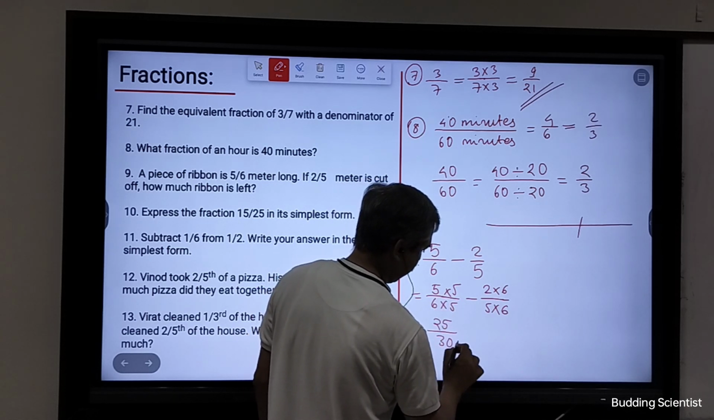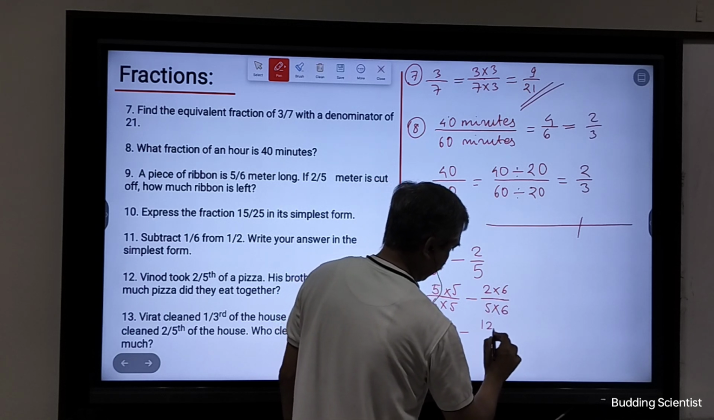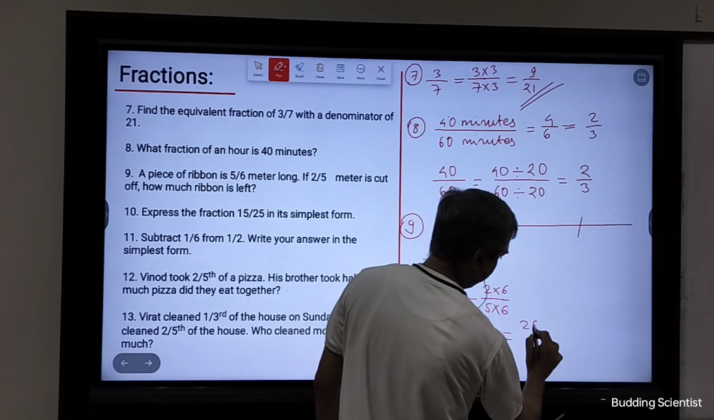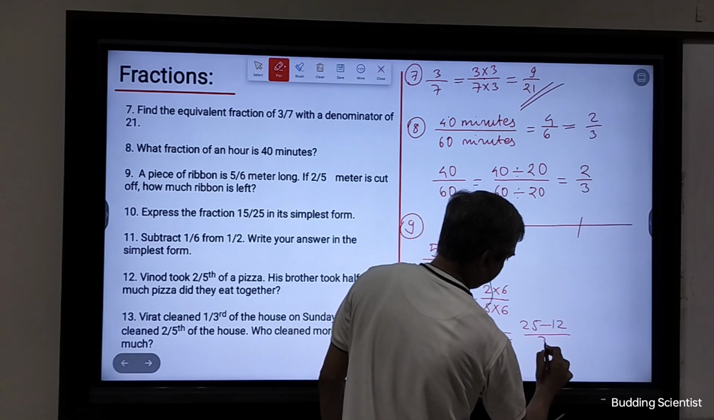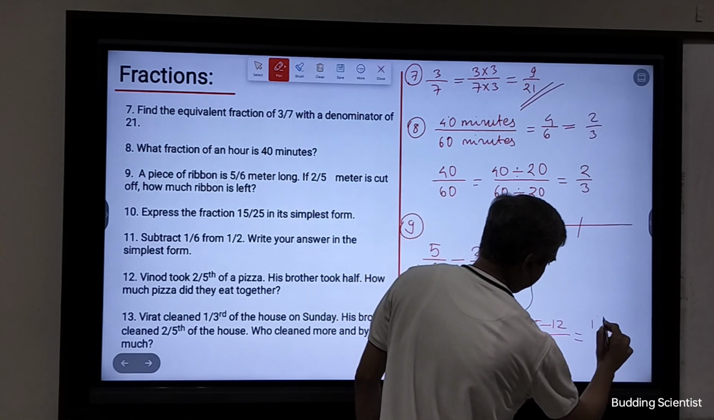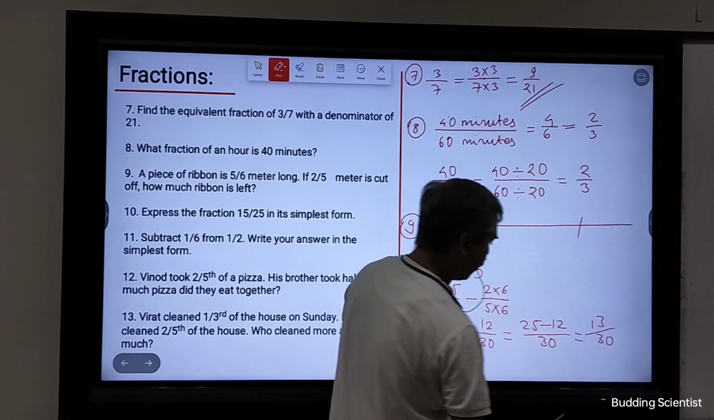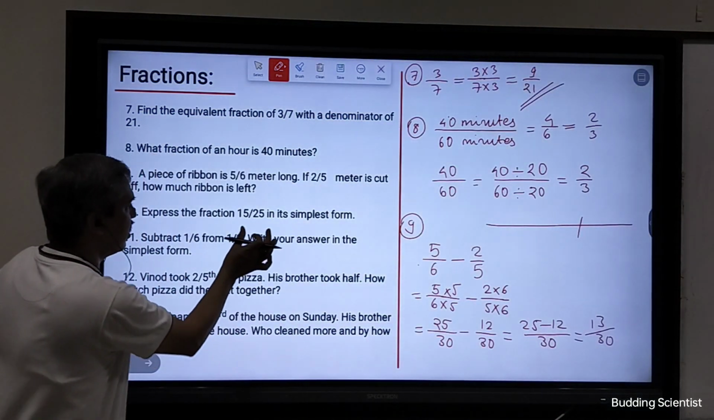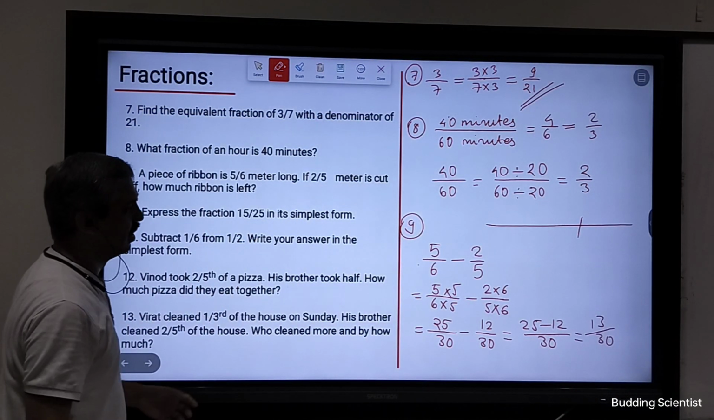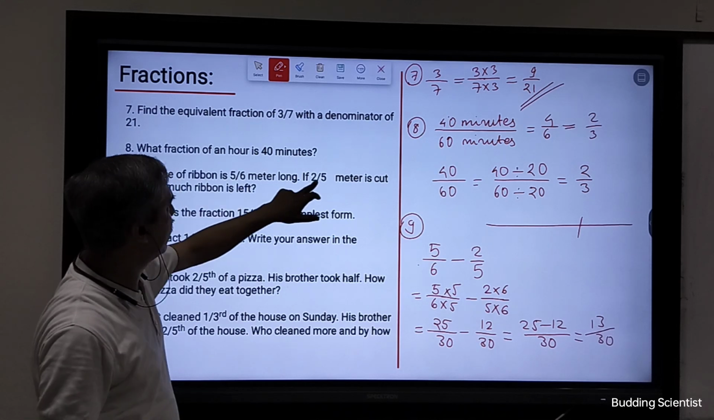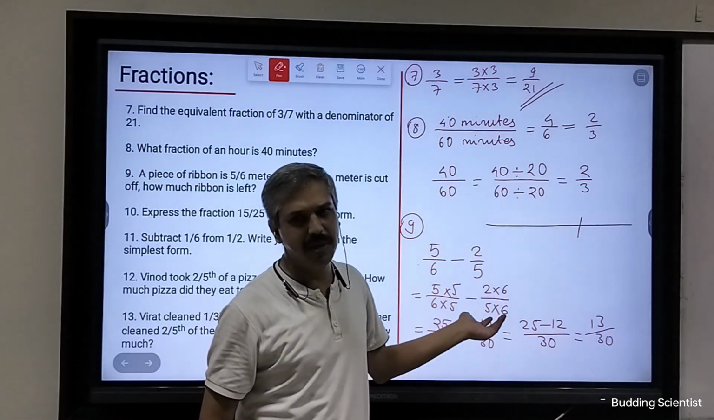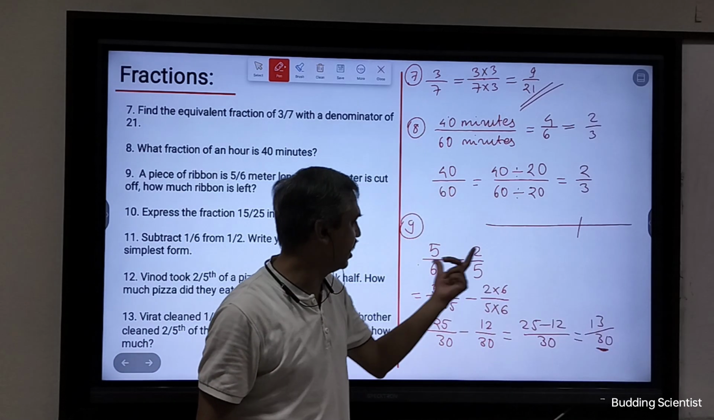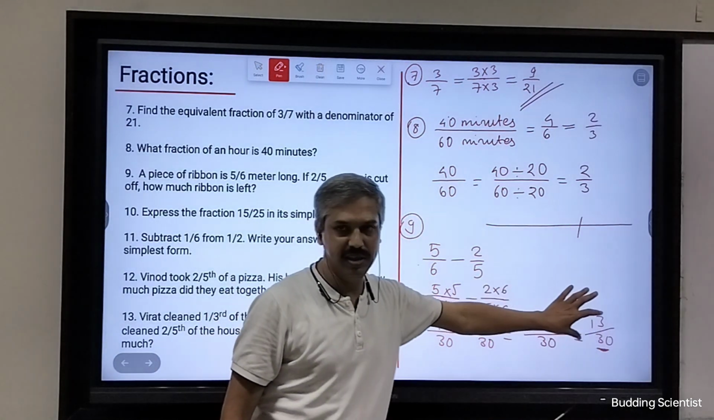25 by 30 minus 12 by 30 is equal to 25 minus 12 on 30, is equal to 13 by 30. This is the answer. This is the part of the ribbon that is left. You will say, sir, a divided by 6, a divided by 5. You have to make the common denominator, so the answer will have denominator equal to the common denominator 30. That is the LCM of these two. That's the right answer.